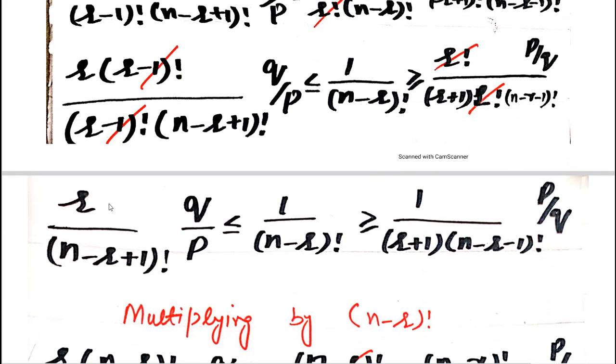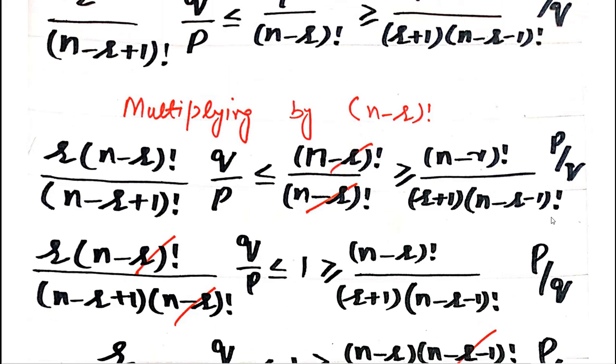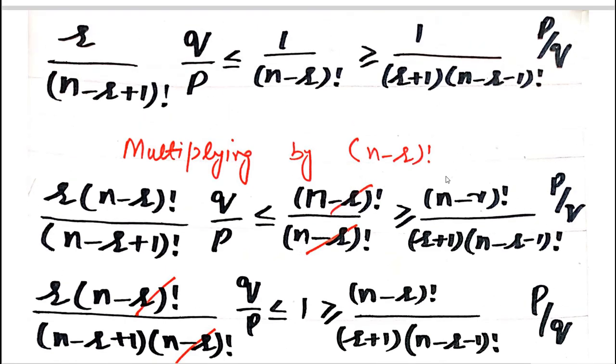So we have r over (n minus r plus 1) factorial times q by p, 1 over (n minus r) factorial, 1 over r plus 1, (n minus r minus 1) factorial times p by q. So multiply this term by (n minus r) factorial. R into (n minus r) factorial q by p, (n minus r) factorial, (n minus r) factorial. Cancel this (n minus r) factorial with this (n minus r) factorial, we are left with 1.